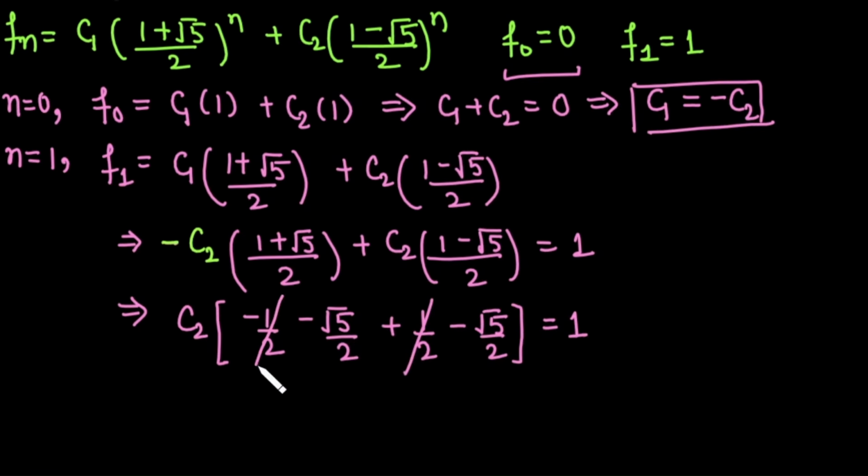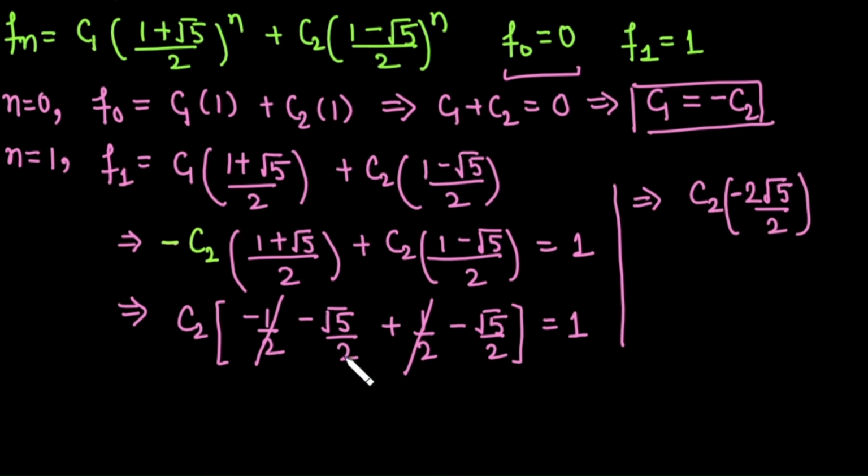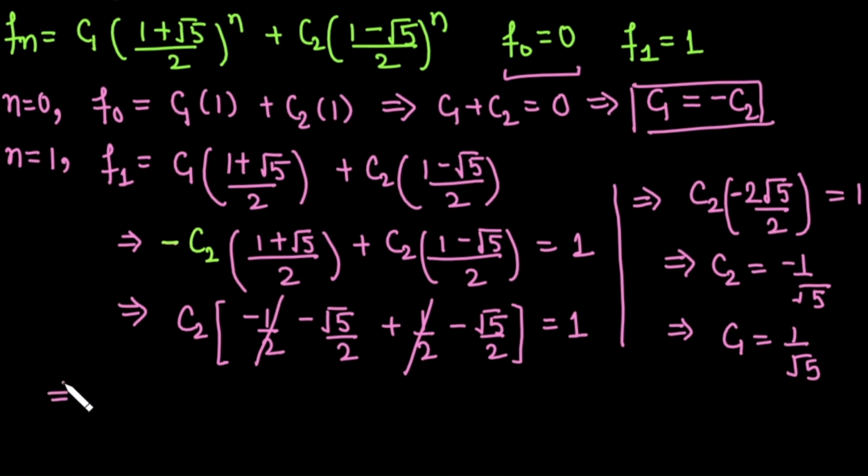So this number gets cancelled with this one. It is a double of this. So from here we can write c2 of 2 times root 5 by 2 with negative sign, that is minus root 5 by 2 minus root 5 by 2 is equal to this. This is equal to 1. 2 gets cancelled with 2. This implies c2 is equal to minus 1 by root 5. It means the value of c1, that is a negative of c2, is 1 by root 5.